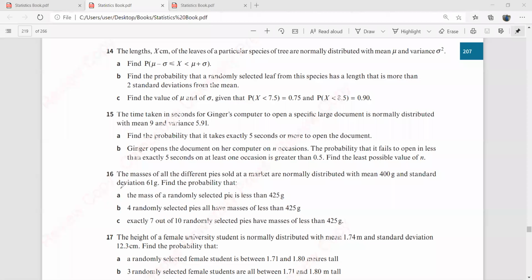Okay, we're not going to do the 16th question because it is the same as the 17th question. The 15th question has already been done. So we are on to the 14th question.